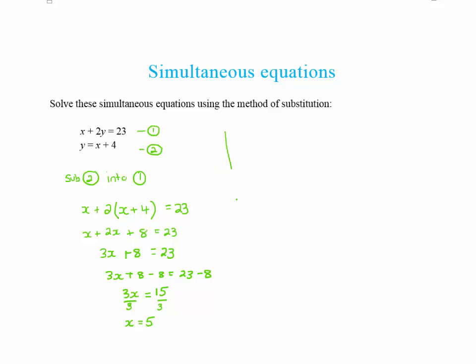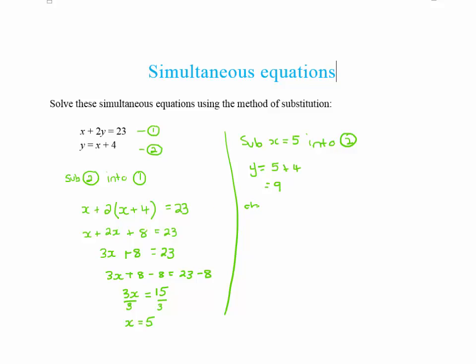Now, once I've done that, what I need to do is find the value for y. Because I've got two variables, I actually need two answers. To get the second one, you're going to substitute x equals 5 into one of the equations. It's not going to matter which equation you substitute into, but I'm going to substitute this into equation 2 because it's already in the form y equals. So that's going to be y equals 5, because the x value is 5, plus 4, which gives me the answer of 9. So the value is 9.